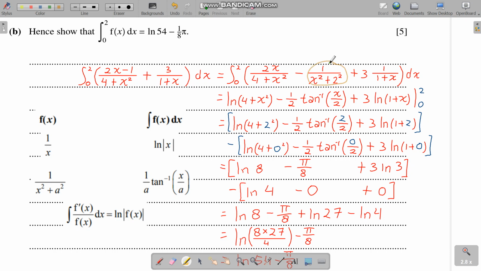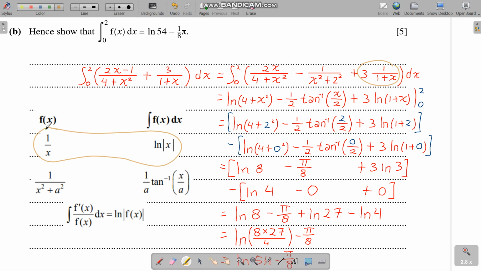Now for this, we need to use the inverse tangent rule in MF19. So notice that instead of x squared plus 4, I'm writing it down as 2 squared, because look at this formula here, we need to identify the a, so something squared, the a is 2 then. So if we apply this formula, we know the a is 2, so we have 1/2 inverse tangent x over 2. And for this part, we use the usual ln formula.